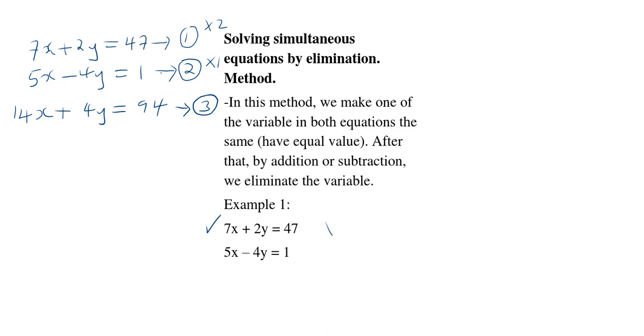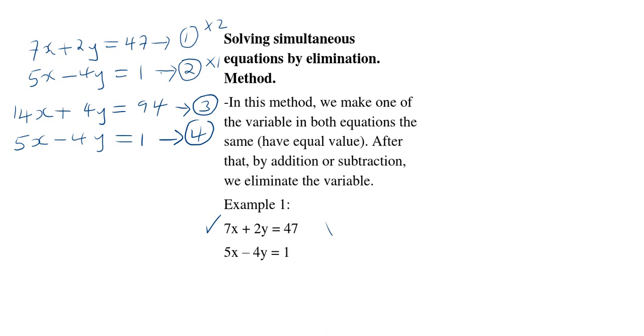For equation 2 we multiply by 1, because we have said we can multiply by 1. So it will remain the same: 5x minus 4y is equal to 1. So now we have that. We can label this as equation 4. There is no harm.